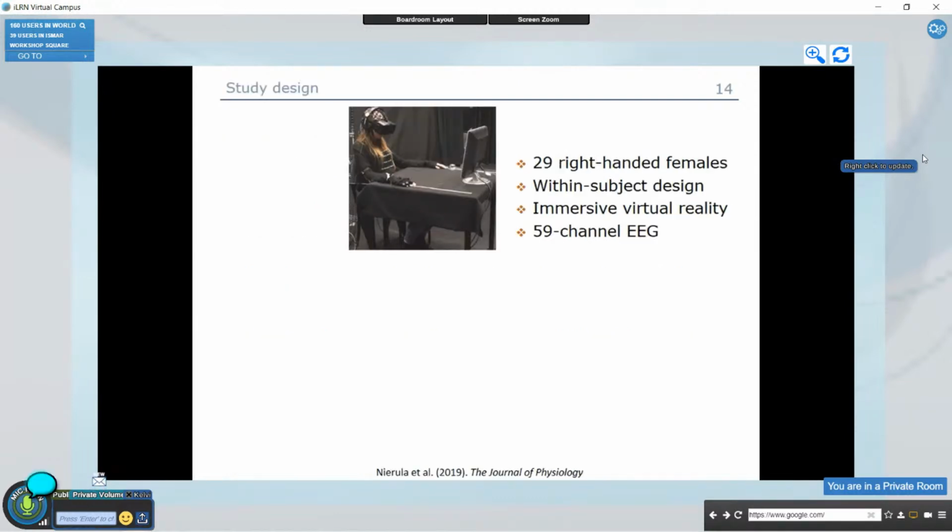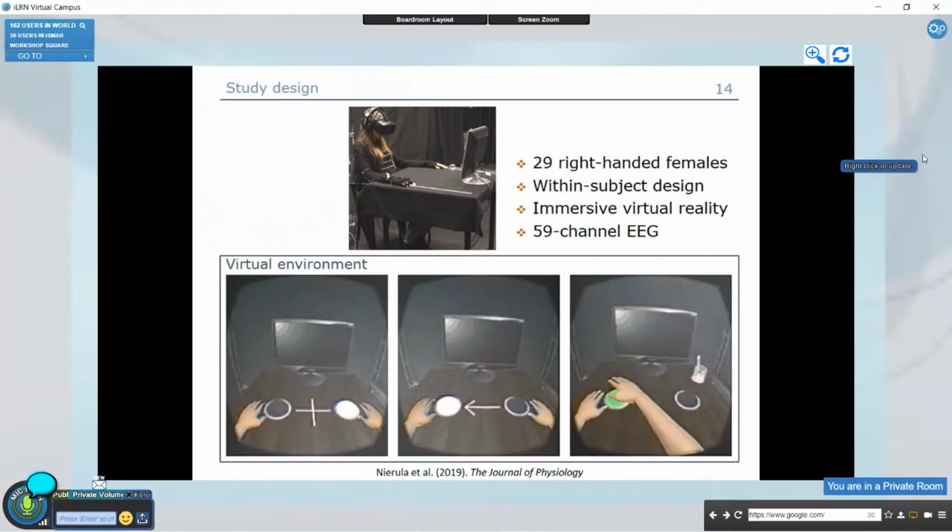To answer these questions, we designed an experiment in which participants were sitting with their hands resting on a table. They were wearing a 59-channel EEG and a head-mounted display through which they could see the virtual environment, in which they saw a virtual body from a first-person perspective, which was co-located with their real body. Here you can see the participants' view of the virtual environment and the arms of the virtual body. In front of the participants, there were two virtual buttons that were blinking.